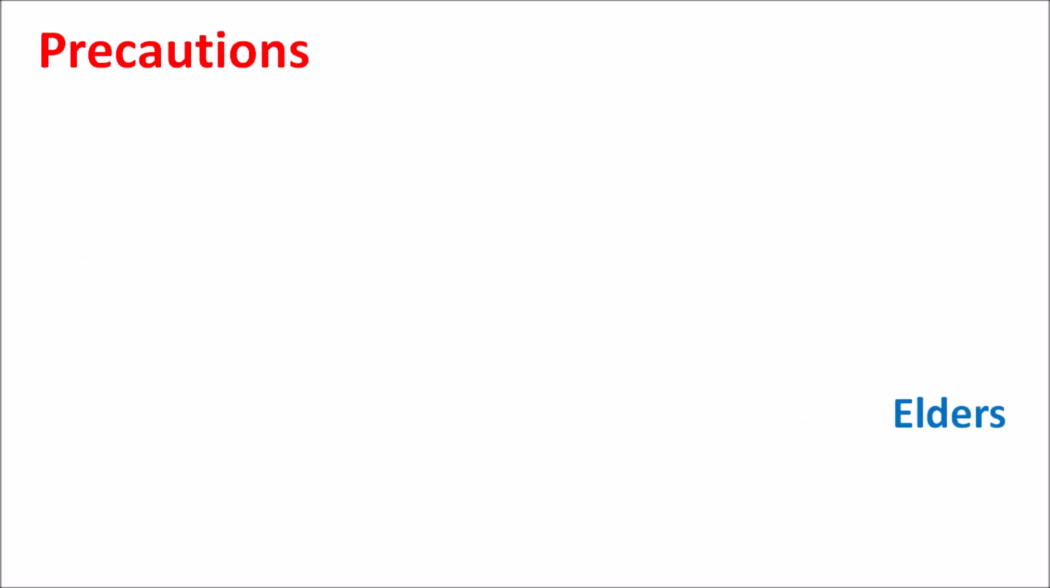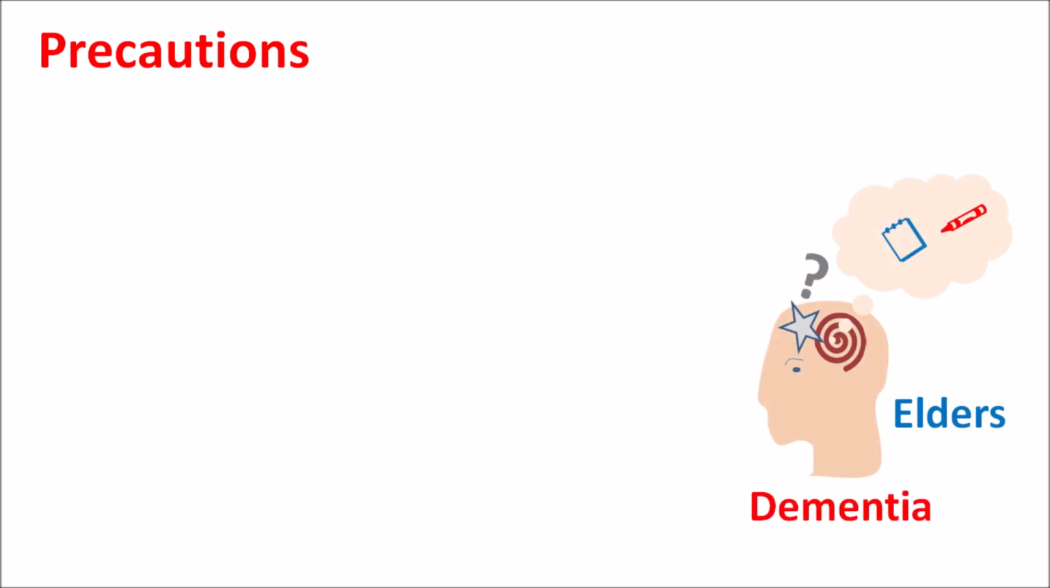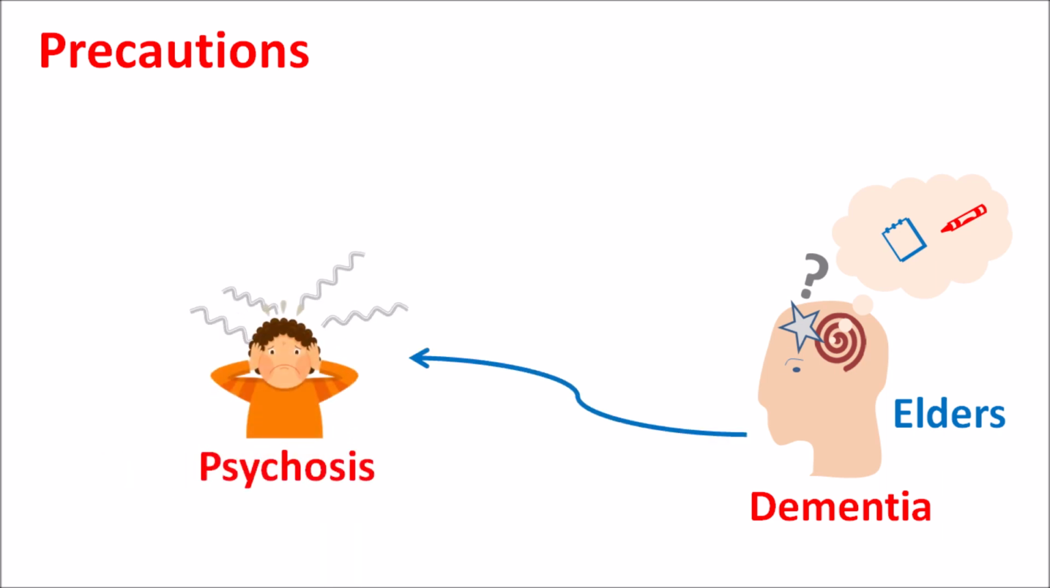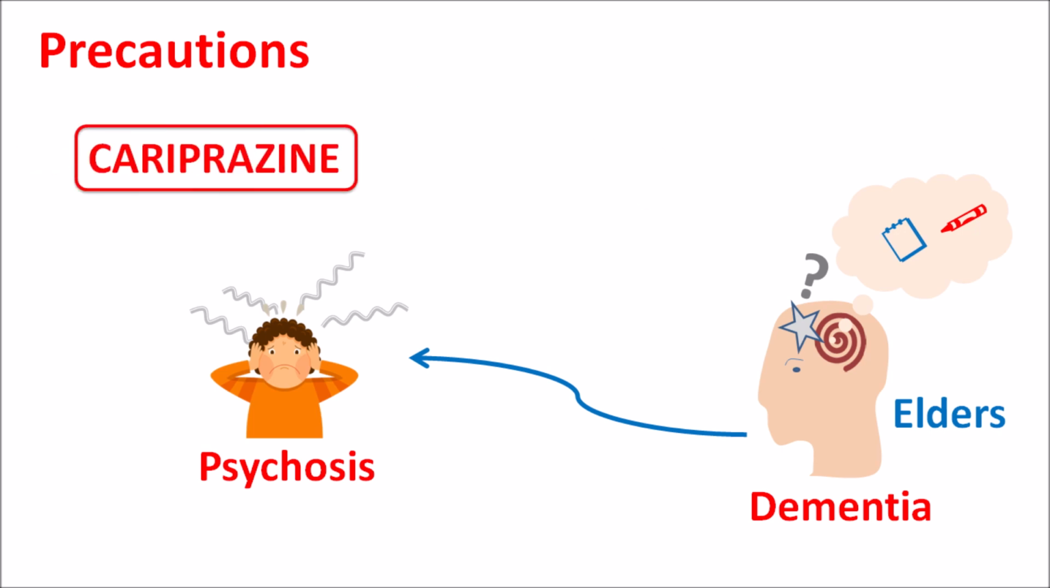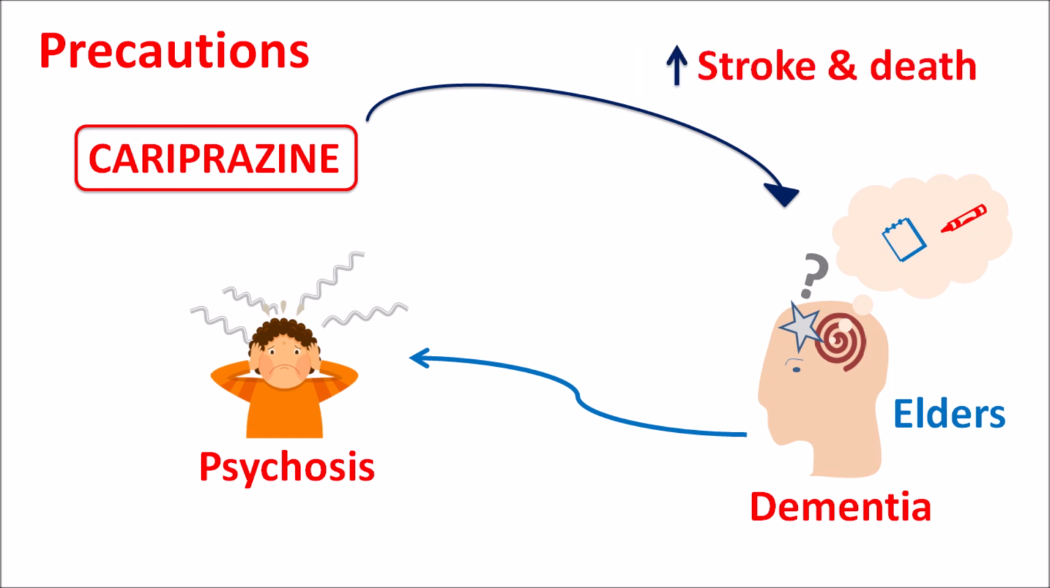In the elderly, sometimes dementia may develop, which results in loss of memory. And this dementia may lead to induction of psychosis resulting in hallucinations, delusions. If in such patients cariprazine is given, it can reduce the psychosis, but at the same time, it can produce cerebrovascular effects resulting in an increased risk of stroke and death in the patients. So, in the elderly with dementia-induced psychosis, this drug should be carefully given.